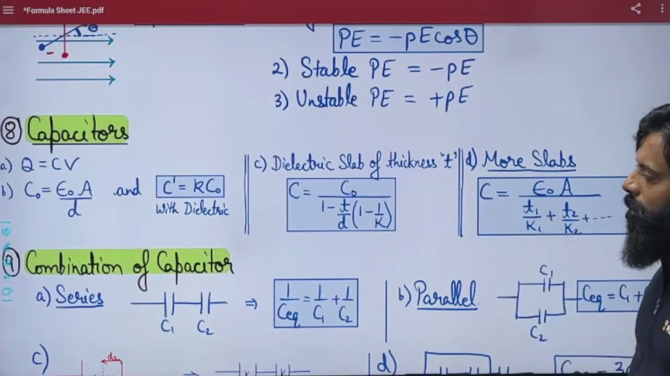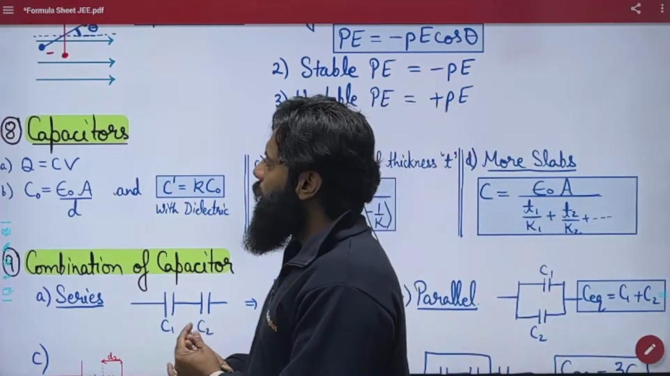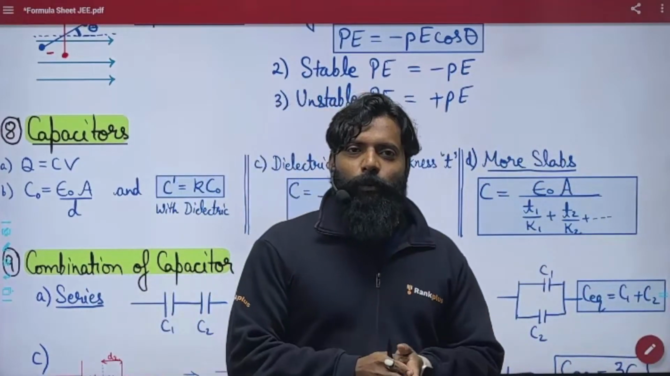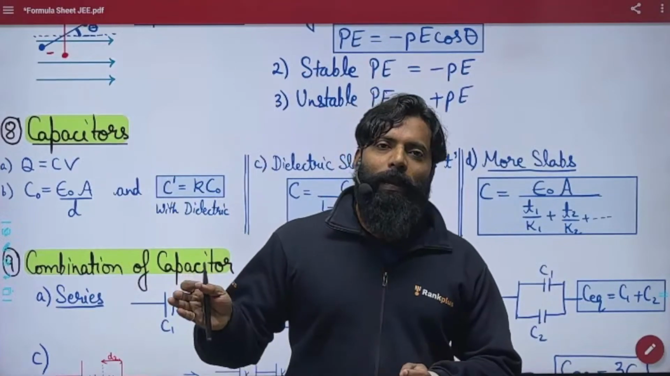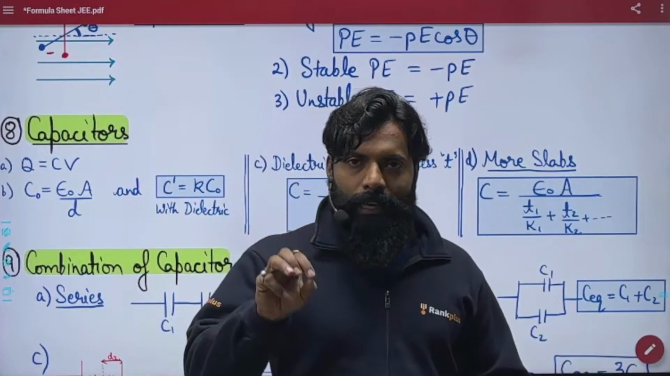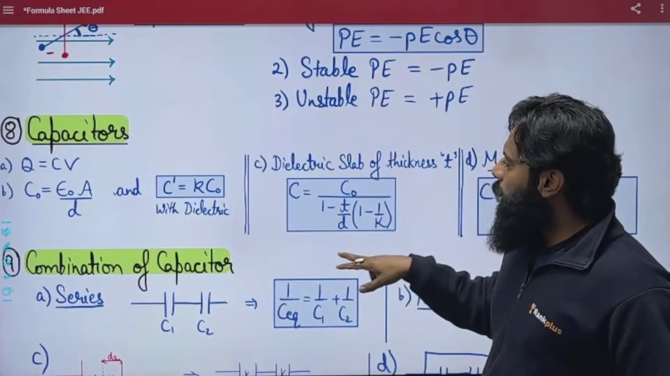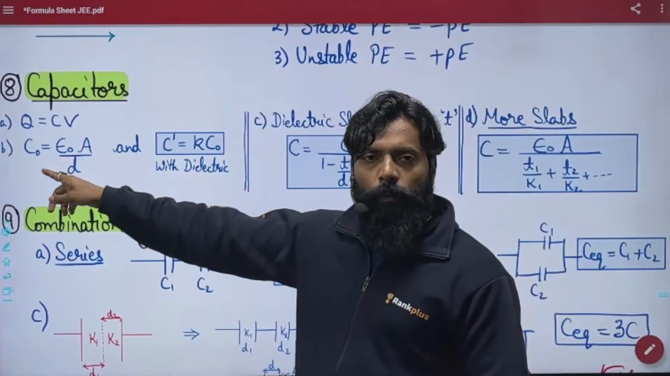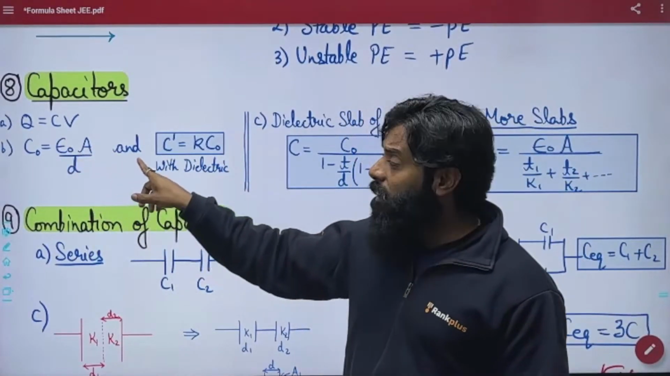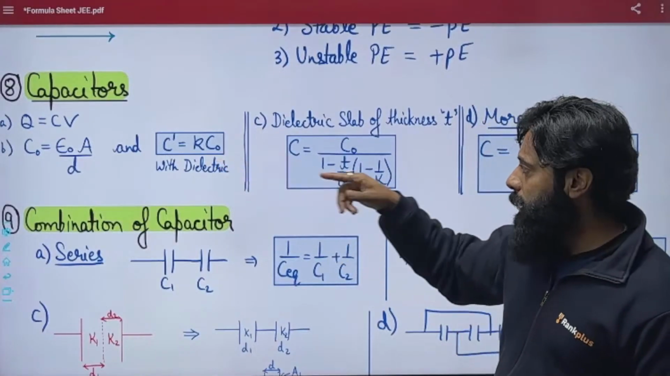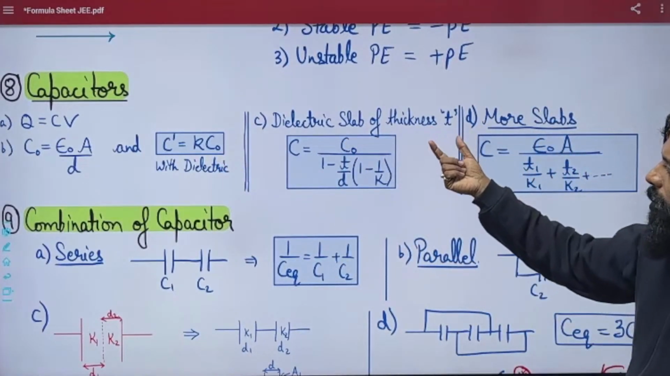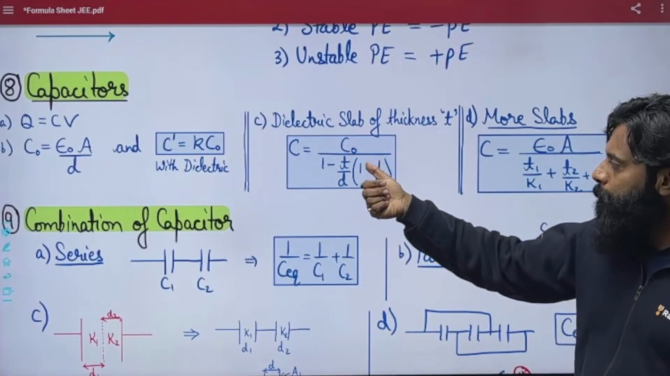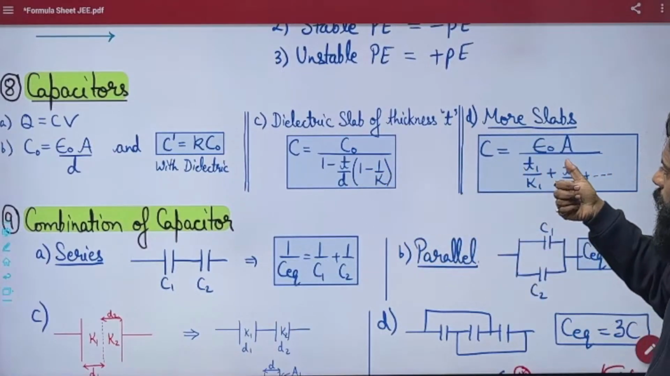For a capacitor, it is very, very easy. You have Q is equal to CV. C is equal to epsilon naught A by D. There are three scenarios which you have to remember. First, if there is no slab, the formula is epsilon naught A by D. If there is a slab filling the gap, the formula becomes KC. If there is a slab of thickness T, the formula becomes C naught divided by 1 minus T by D times (1 minus 1 by K).